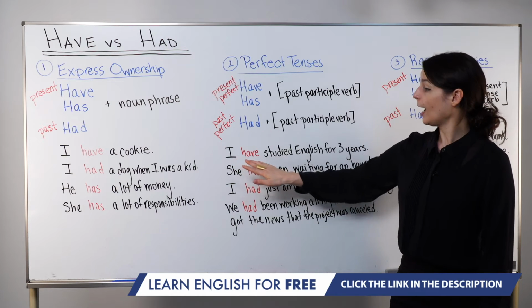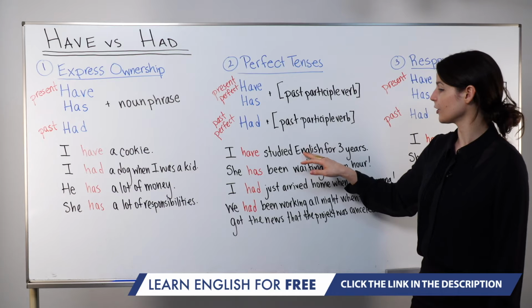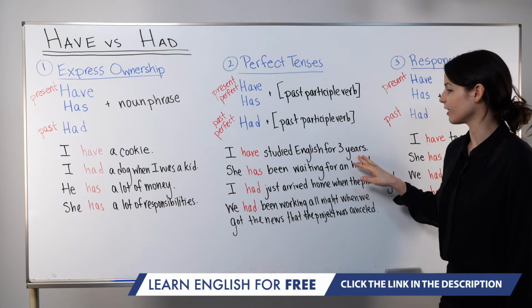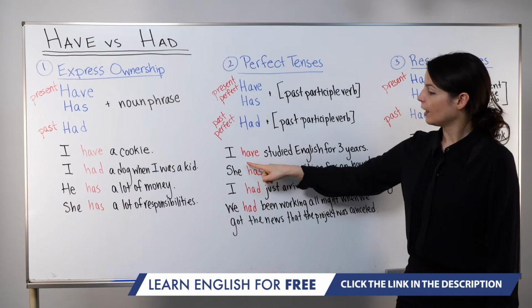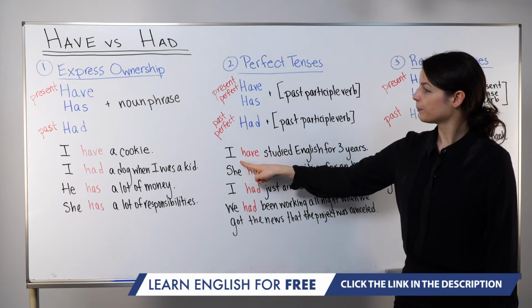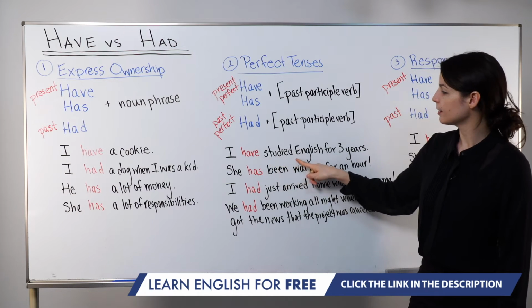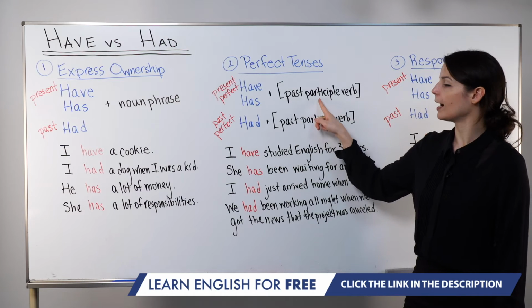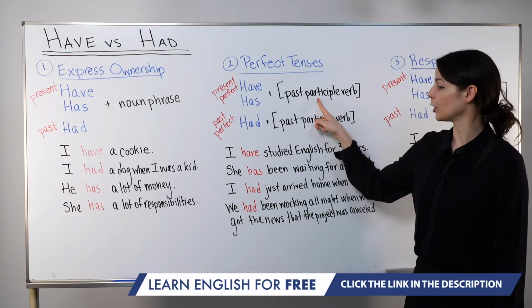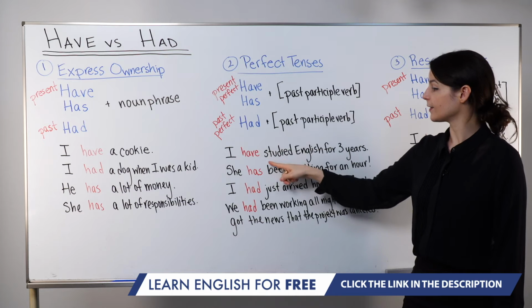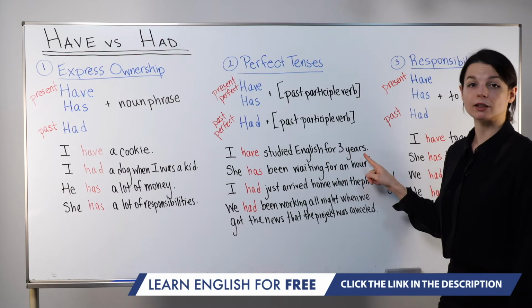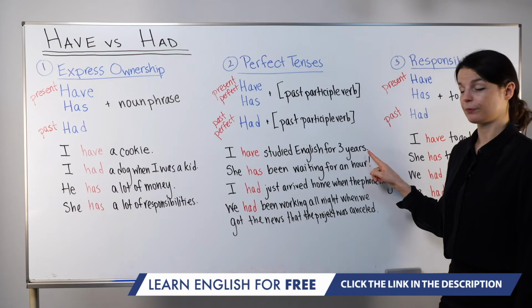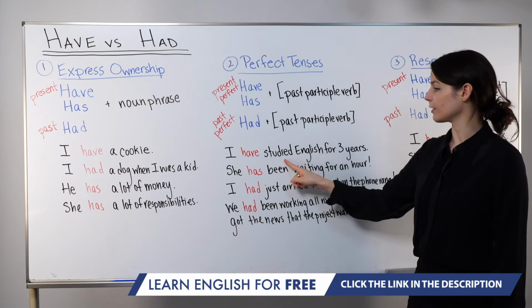First, I have studied English for 3 years. Have is used here before studied. Studied is the past participle form of the verb study. I have studied English, in this case, for 3 years. The speaker includes a length of time.